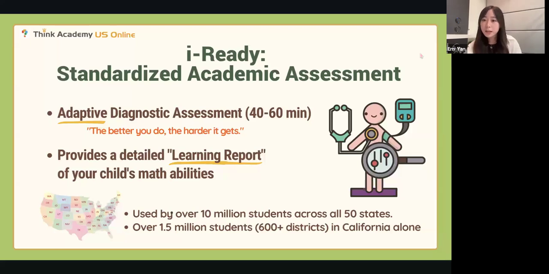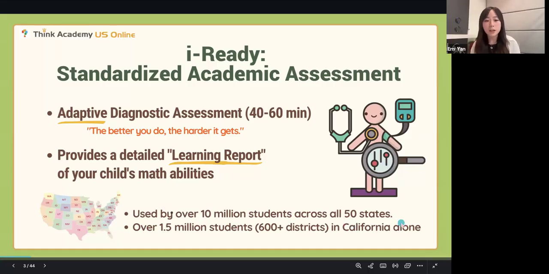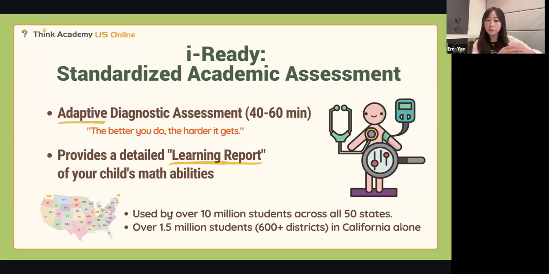Talking a little bit about the population using iReady, it's used by over 10 million students across 50 states in America. If we focus on California specifically, it's over 1.5 million students across more than 600 districts in California. So a lot of people are using iReady. A lot of schools are using iReady as their standard exam to assess the kids' learning.